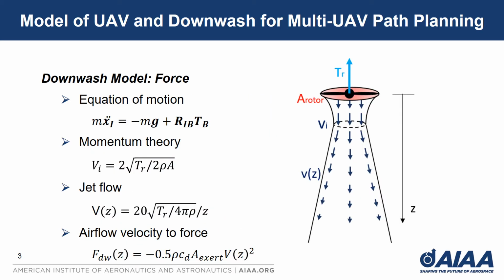To model the downwash force, there are 4 steps. The first step is to obtain the thrust force by using the equation of motion with an input of acceleration. The second step is to use the momentum theory to convert the thrust per rotor to the airflow velocity underneath the rotor. The bottom UAV that suffers from the downwash will be a distance away from the top UAV, and the distance in this figure is represented as Z.